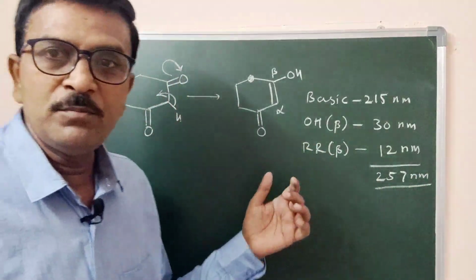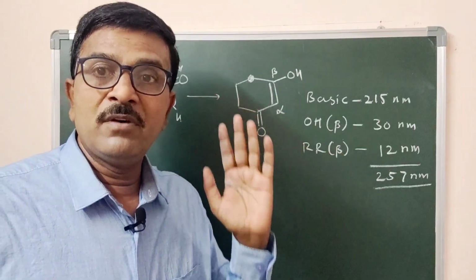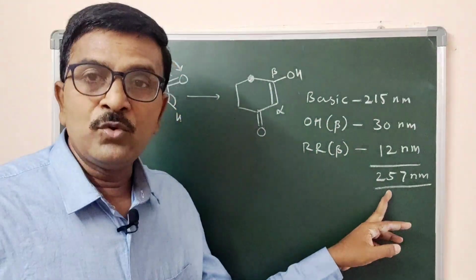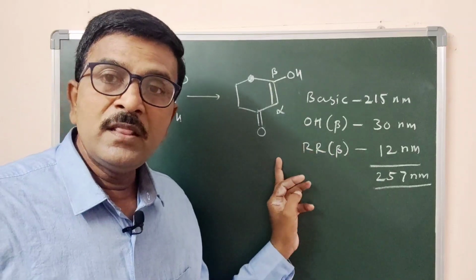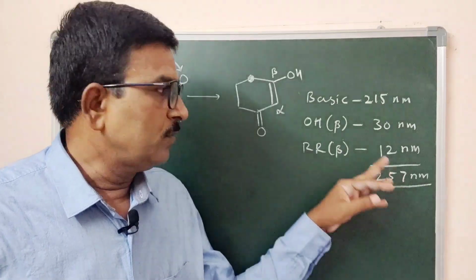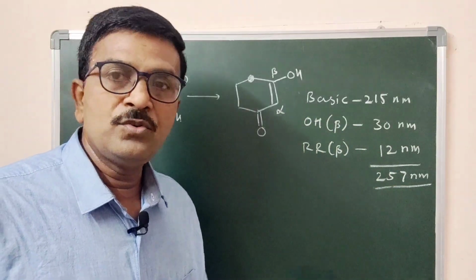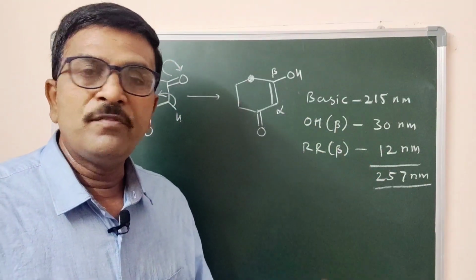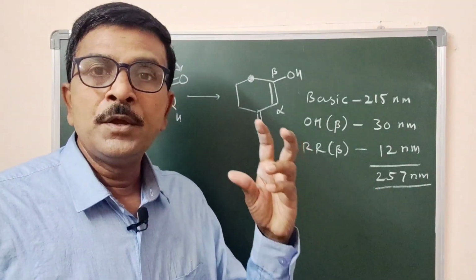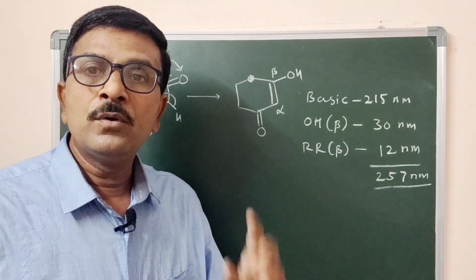257 nanometer. You can observe there is a difference in the absorption frequency of 1,2 diketone and 1,3 diketone, where in 1,2 diketone the value is 262 nanometer. In 1,3 diketone it is 257 nanometer. Is it clear? Now with this we can distinguish 1,2 diketone from 1,3 diketone. 262 nanometer is the 1,2, 257 is the 1,3 diketone, because there is a 5 nanometer difference due to the effect of OH group is different from alpha to a beta position.